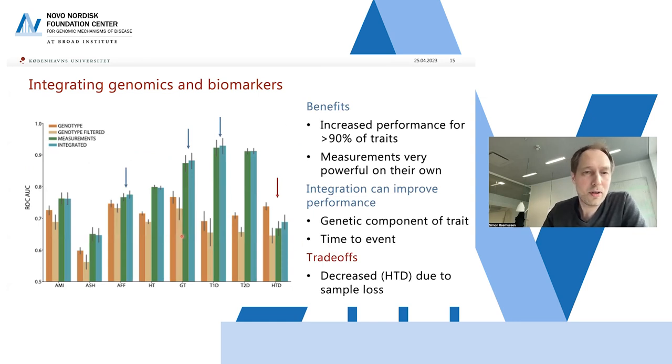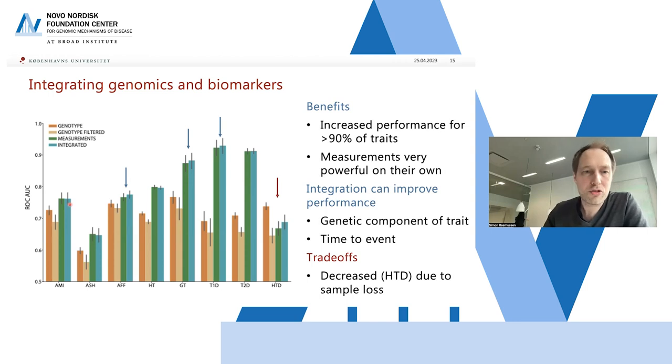And so what we find here, so this is again the same 8 traits as we looked at before. And here I have the 2 orange ones. These are the genotypes, only working on the genotype data. The green one here is on the biomarkers alone, and the integrated here is on the biomarkers and the genotype data.